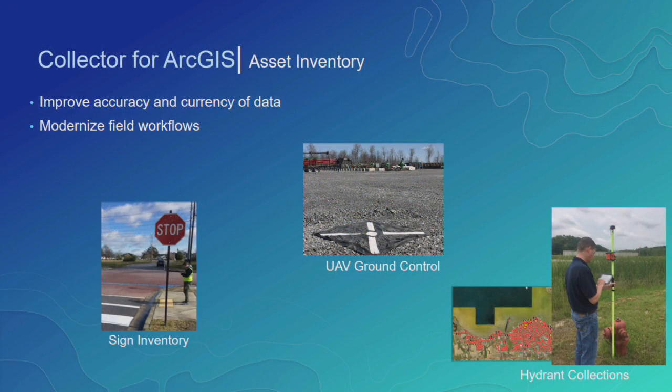After we introduced the high-accuracy capability, we have seen more and more users using Collector to improve the accuracy and currency of their assets. The asset systems can include traffic signs, hydrants, water pipes, etc. Meanwhile, we are seeing users use Collector to collect ground control points for UAVs, and through this way, they can get more local, affordable, high-quality image products delivered with Collector and local drones.